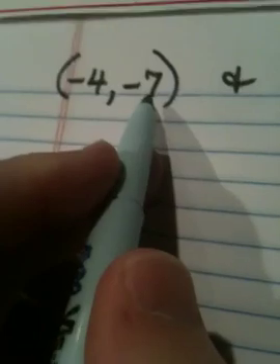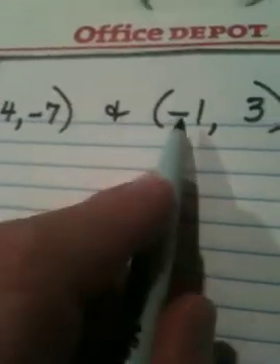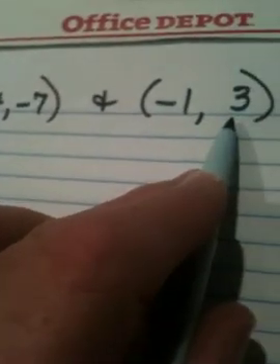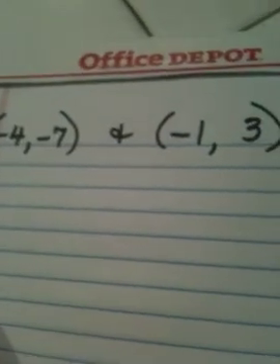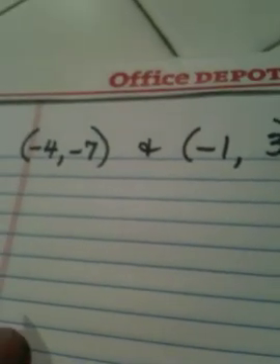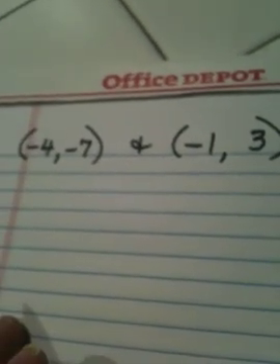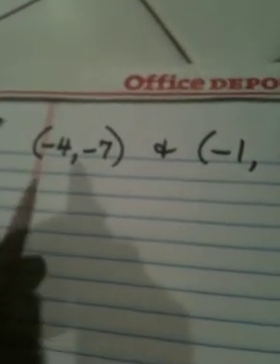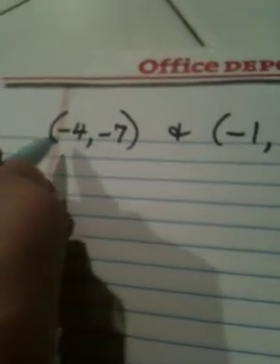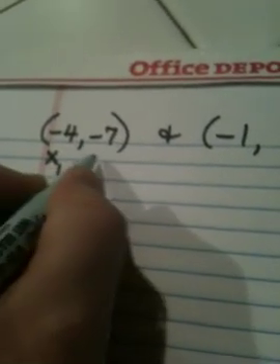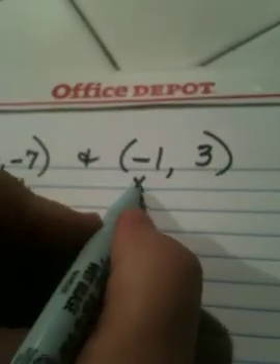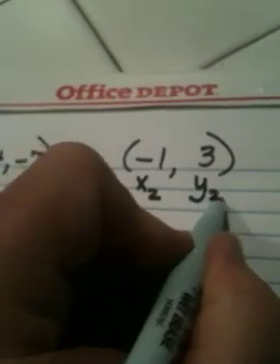(-4, -7) is one point or one ordered pair. (-1, 3) is the other. And I want to find the distance between them. Well, obviously, if I'm trying to find the distance between two points, I need to use the distance formula. So here's how you do it. Label the first point you see as x sub 1, y sub 1, and label the second point you see as x sub 2, y sub 2.